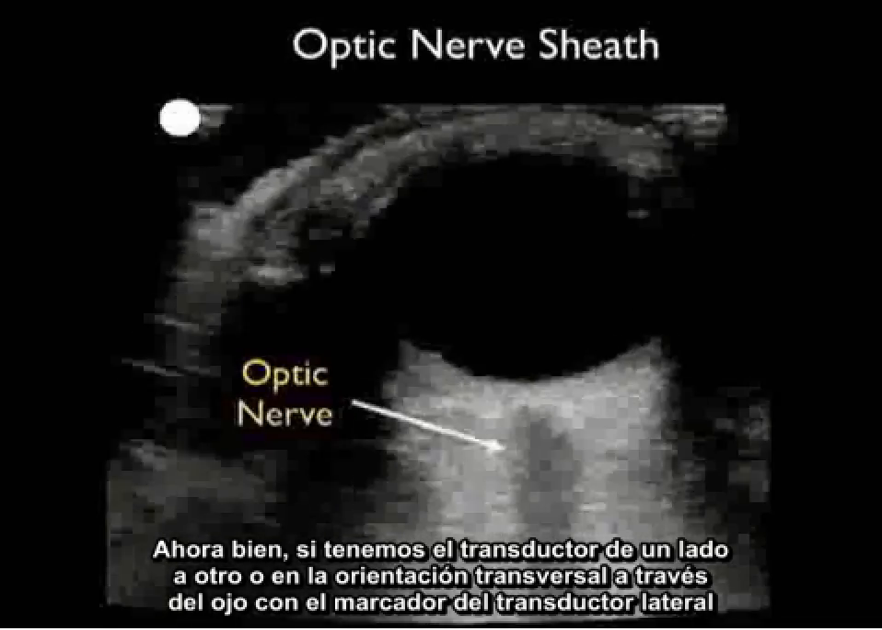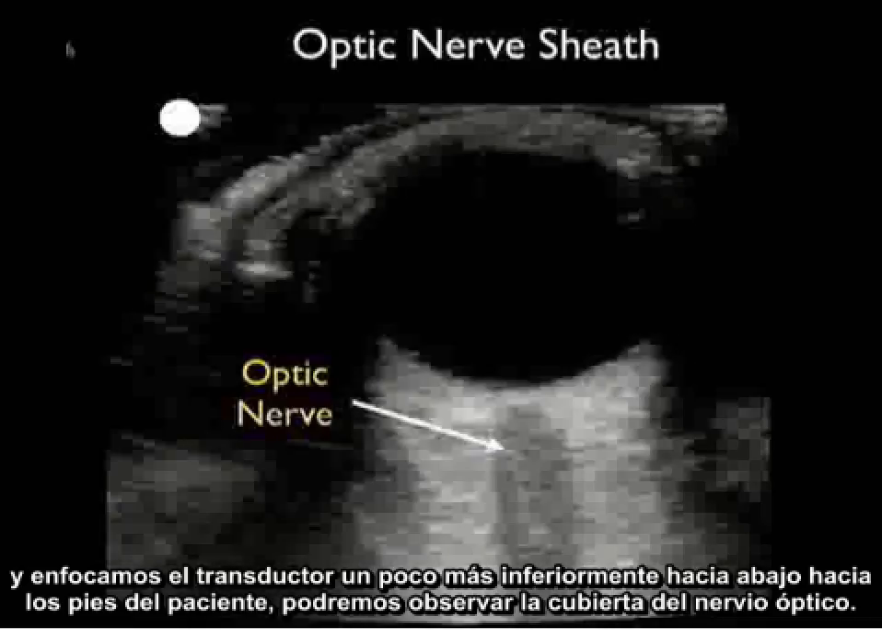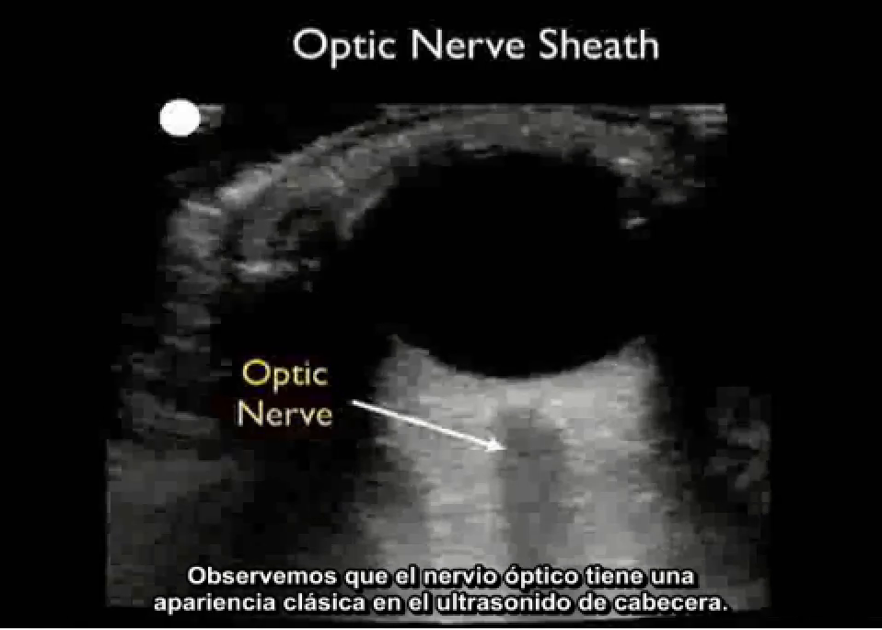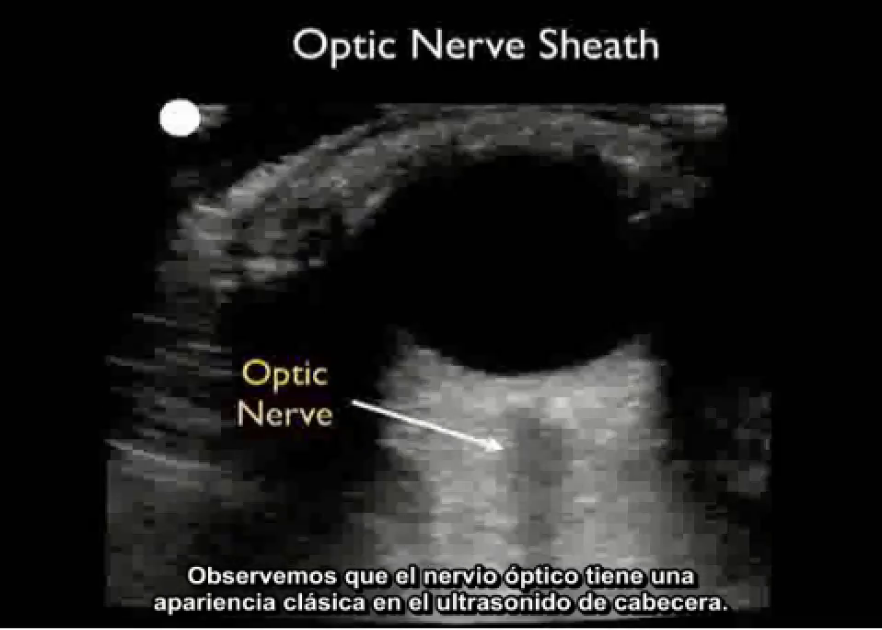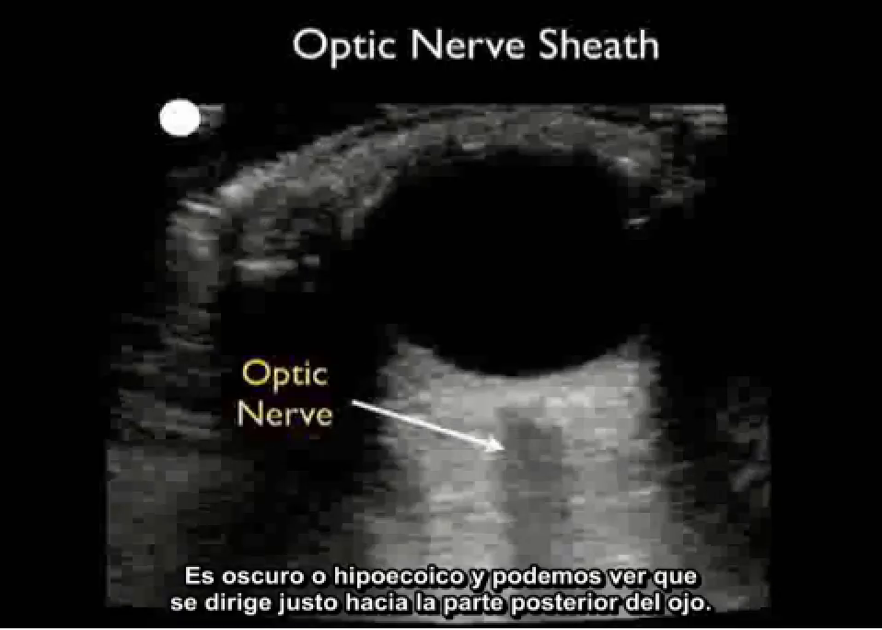Now, if we have the probe in a side-to-side or transverse orientation across the eye with a probe marker lateral, and we aim the probe a little bit more inferiorly down towards the patient's foot, the optic nerve sheath will come into view. Note the optic nerve has a classic appearance on bedside ultrasound. It's dark or hypoechoic, and we can see it leading right up to the back of the eye.